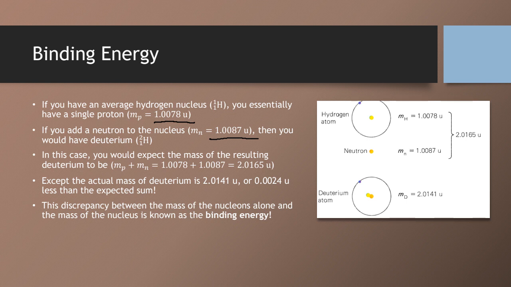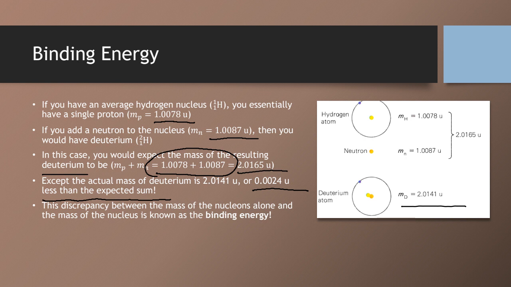You would then expect, if these are real tangible things that you could hold in your hands, that if you put these two things together, the mass of deuterium would be the sum of the proton and neutron, or 2.0165 atomic mass units. Except that if you actually measure the mass of deuterium, it's not. It's 2.0141. And so what's happening is that you're losing some energy when you combine them into a larger nucleus.